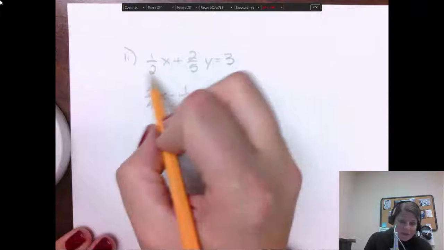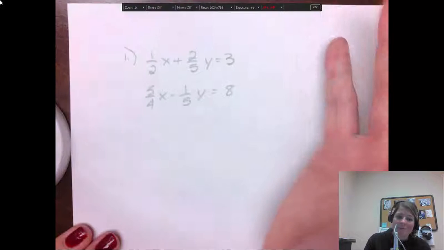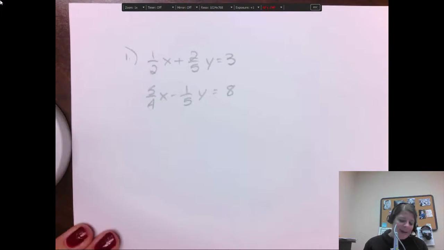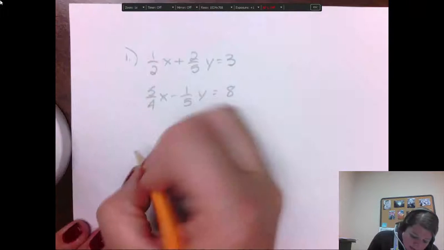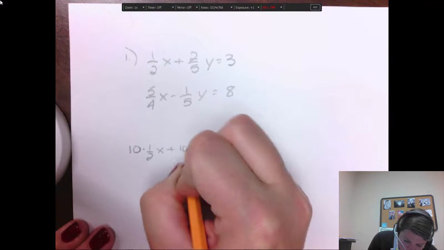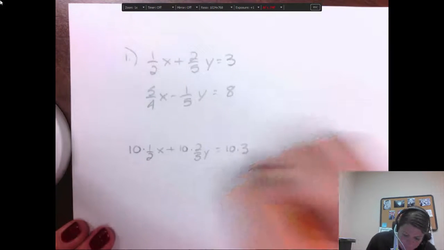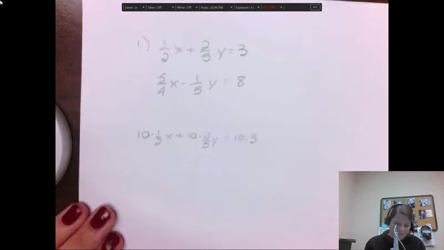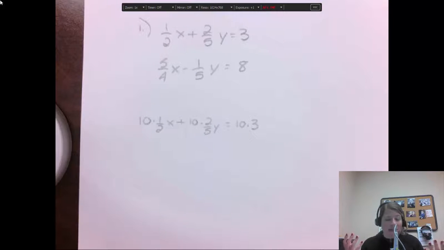If I look at the first equation, I have a 2 and a 5 as my two denominators. If I multiply those together, I get 10, which is a common denominator. So I'm going to multiply everything by 10. So I'm going to go 10 times 1/2 x plus 10 times 2/5 y equals 10 times 3. On the second equation, I'm going to multiply everything by 20. 4 times 5 is 20. If it was a 4 and an 8, you could use 8, but typically you multiply them.